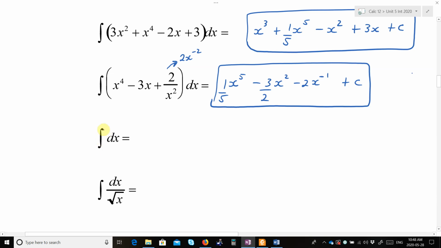This next little integral, the integral of just dx, there's a secret 1 there, which is actually 1 times x to the 0, so the power on the x would go up to 1. 1 divided by 1 would remain as 1. So it's really just x plus c. The derivative of that is 1.